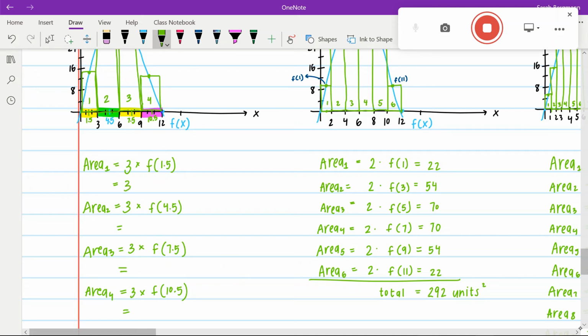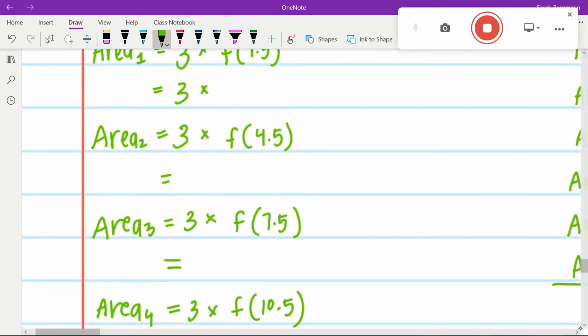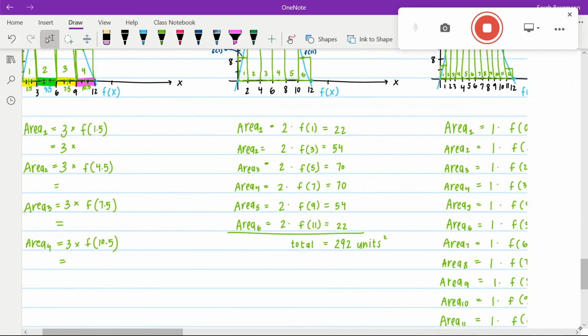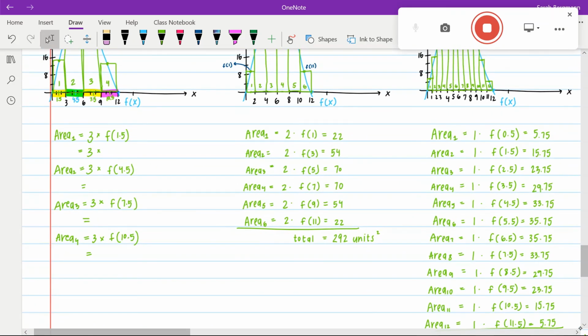So let's go ahead and go through this. I have 3 times f of 1.5. Again, to find these function values, I highly recommend using your table. f of 1.5 is equal to 15.75. 3 times 15.75 is equal to 47.25. So that's the area of the first rectangle.